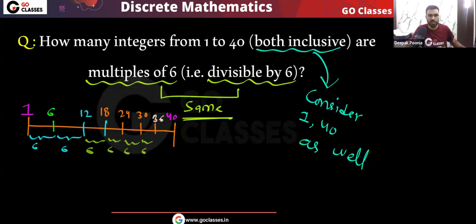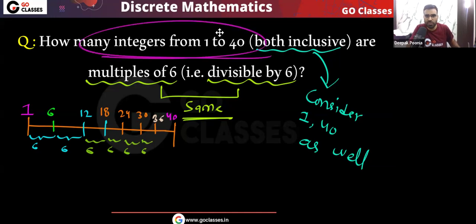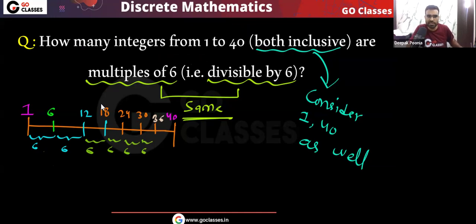Okay, so tell me how many integers from 1 to 40 are divisible by 6? That is 6 only. You can see 1, 2, 3, 4, 5, 6. These numbers are divisible by 6. So you can see what our answer is. Our answer is equal to 6.